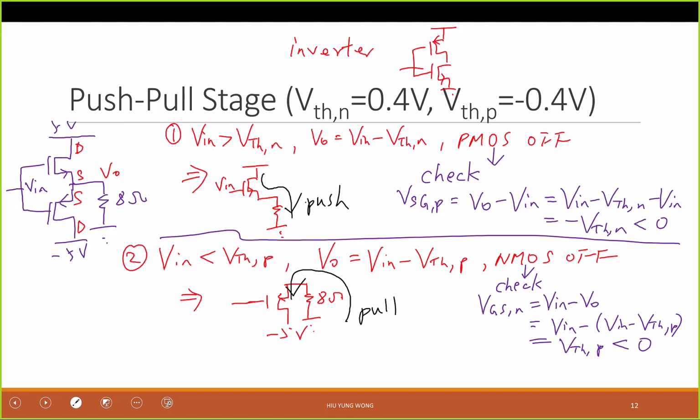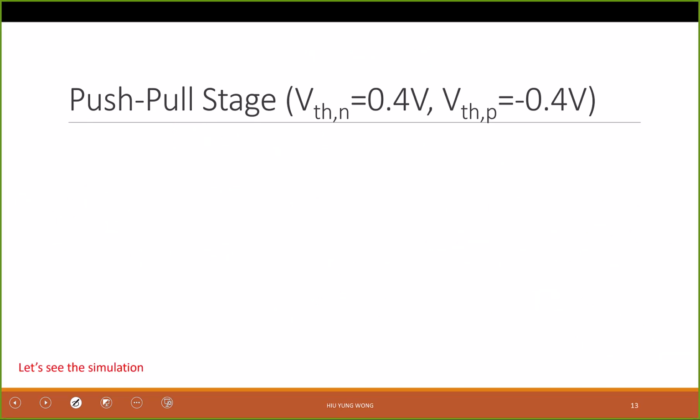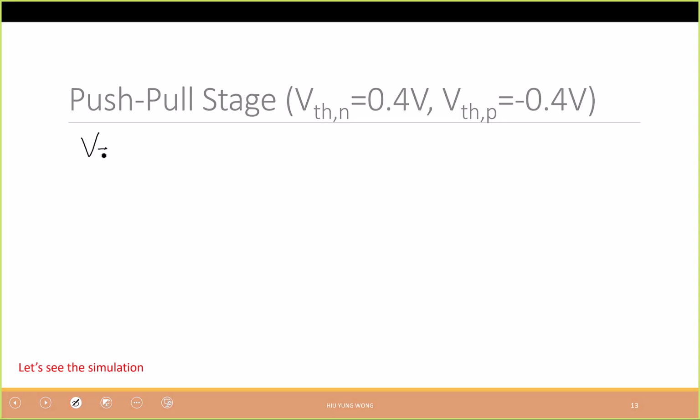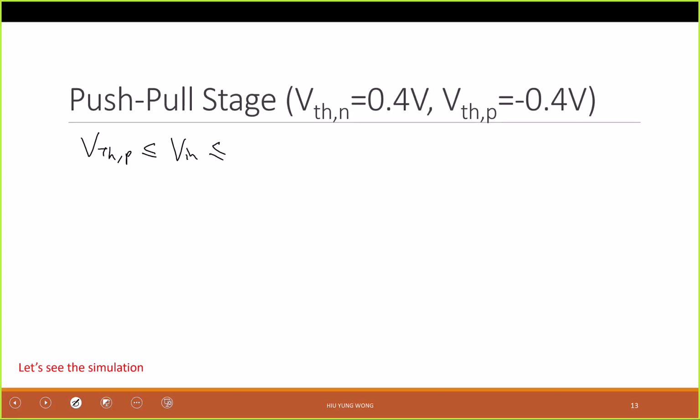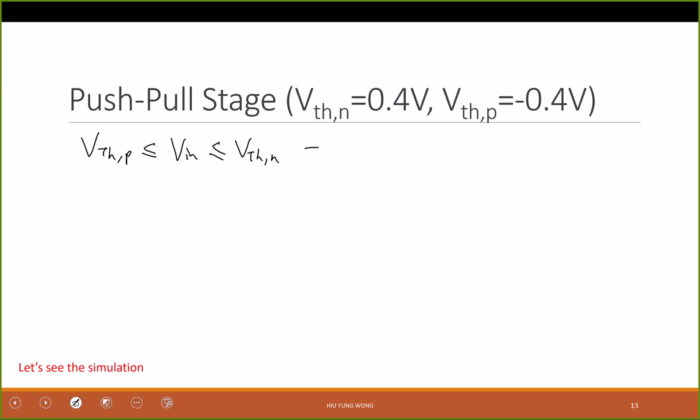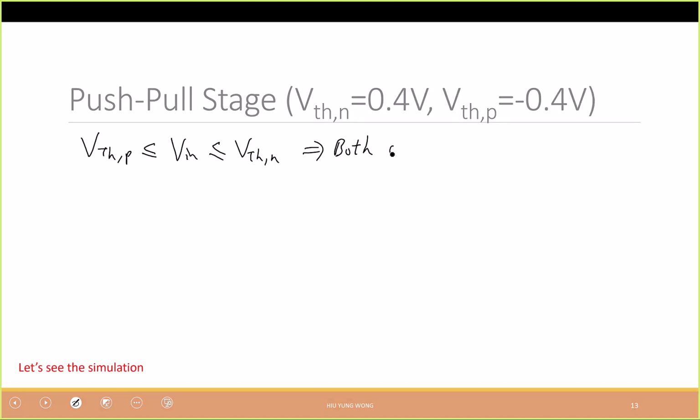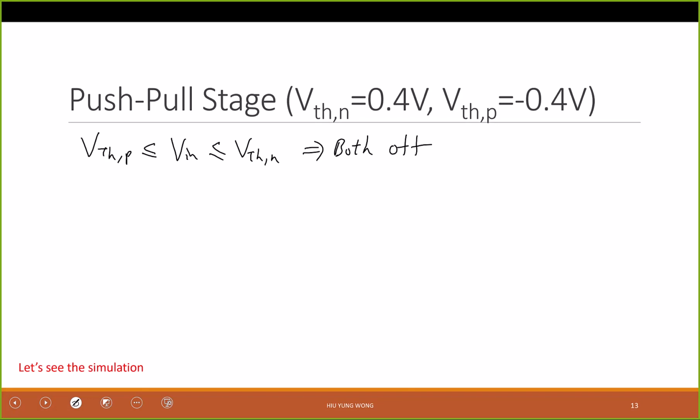Now, but how about the region between VTHN and VTHP? Both of them are going to be off. You can check that, right? So maybe I finally, just to show you what it is: when VTHP is smaller than V in, smaller than VTHN, then both are off. So basically, it's not connected to the output. So the output will be 0 because when you're sweeping, eventually it brings it to 0, right?